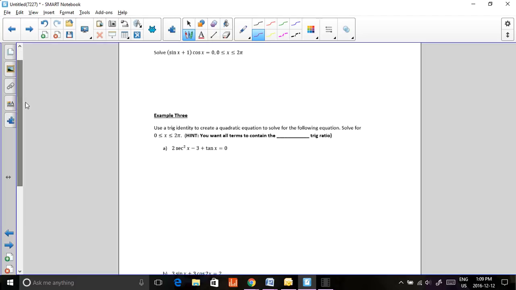Now you might be like, how do I do this? But notice that this is already in factored form. So if sine x plus 1 times cos x has to equal 0, then that means either sine x plus 1 has to equal 0 or cos x has to equal 0. So you actually don't have to do any work in the quadratic sense because it's already in factored form. Something times something equals 0, so one of those two things has to be 0.